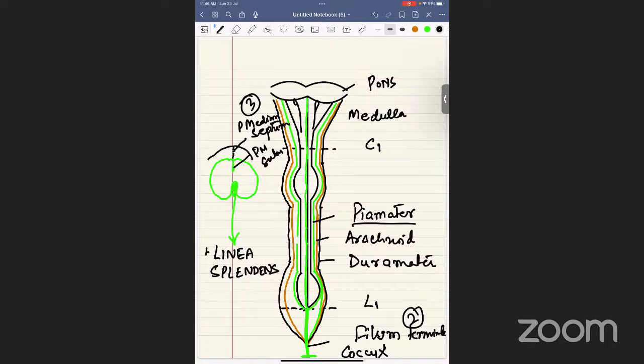And the fourth one is the ligamentum denticulatum. So what are these ligamentum denticulatum? They are arising from the pia mater, and they are piercing the arachnoid, and they are inserting onto the inner aspect of the dura mater. I will show you all these pictures in the PowerPoint. This ligamentum denticulatum is 21 pairs of ligaments, each tooth-like, and they are arising from the pia mater, piercing the arachnoid, and inserting onto the dura mater. There are 21 pairs. So it holds the spinal cord firmly in its place.